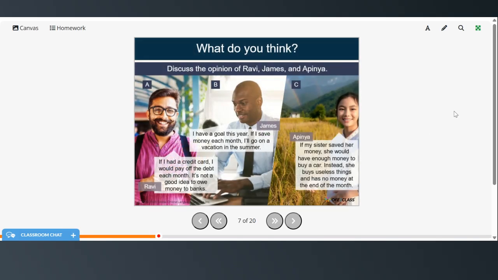Now discuss the opinions of Ravi, James, and Apina. Ravi says, "If I had a credit card, I would pay off the debt each month. It's not a good idea to owe money to banks." James says, "I have a goal this year. If I save money each month, I will go on a vacation in the summer." And Apina says, "If my sister saved her money, she would have enough money to buy a car. Instead, she buys useless things and has no money at the end of the month."